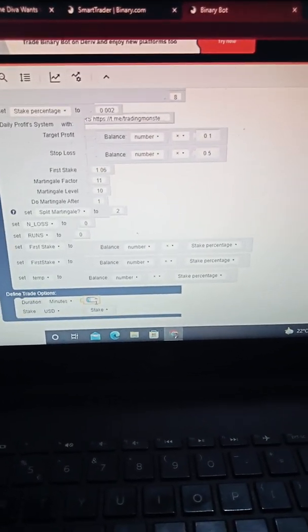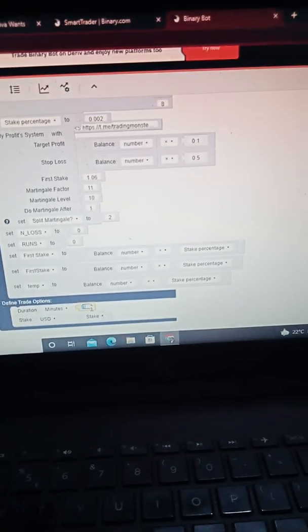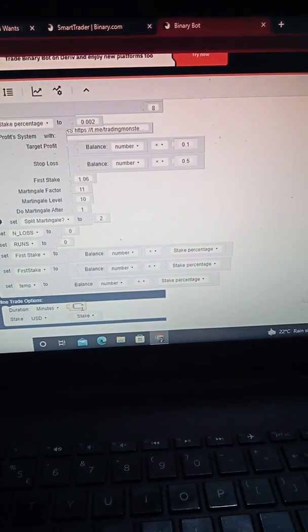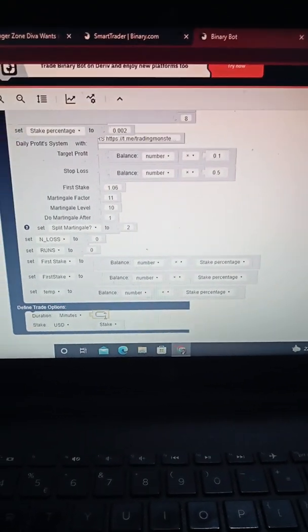Another thing you have to change, or let's say customize, is the duration. The standard duration for the bot is 1, but I have realized it doesn't take many trades of the 1 minute duration. At some point it will be specific to use above 5 minutes duration.